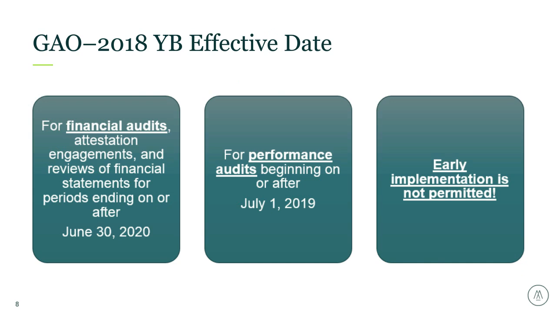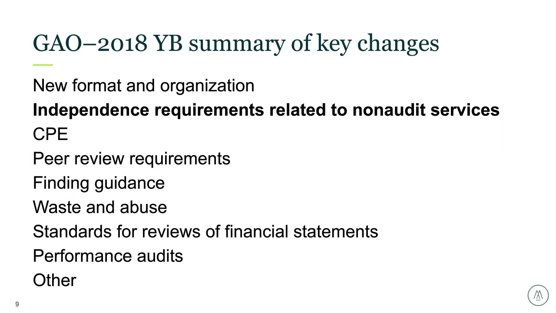In terms of the effective date, the new revision is effective for financial audits for periods ending on or after June 30th, 2020. So that's the year that we're currently in. For performance audits, if any of you have a performance audit performed, it already was effective as of July 1st of 2019. And early implementation is not permitted, so here we are right in that implementation period now. So from a high level, here's a summary of key changes just to refresh your understanding of this or to pique your interest on what some of those were.